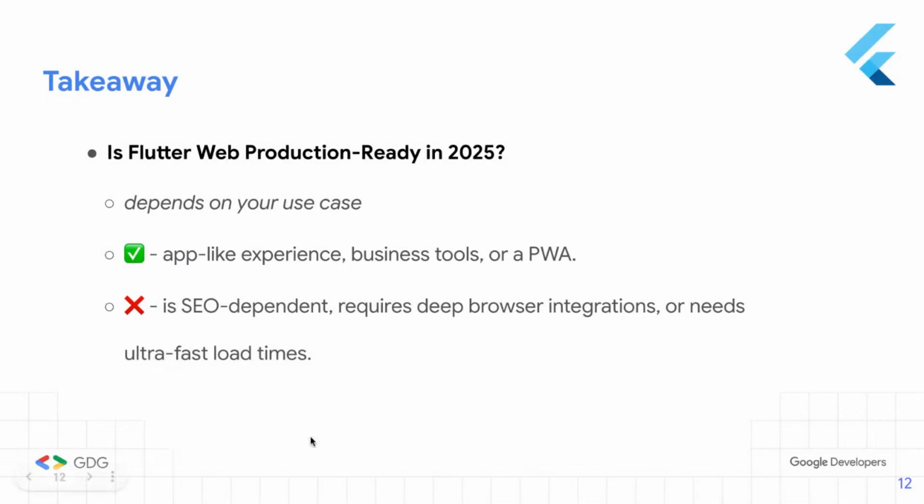So the final takeaway I would say, after going through all of those enhancements, is: is Flutter Web production ready in 2025? Because we haven't improved all the areas that need improvement with 100% improvements, this depends on your use case. If you want an app-like experience, business tools, or a PWA, then yes, you can go ahead with Flutter Web. So, app-like experiences and progressive web apps for business tools, you can go ahead with Flutter Web.